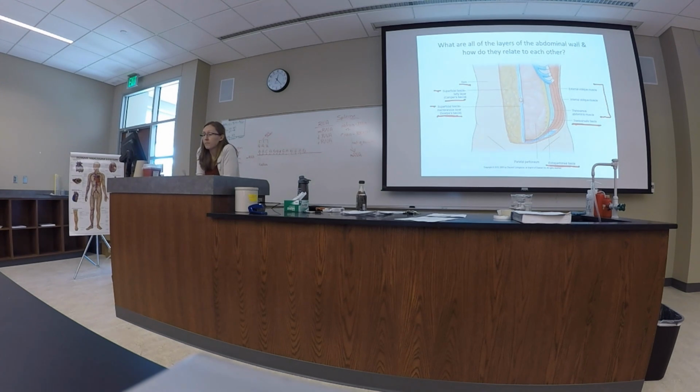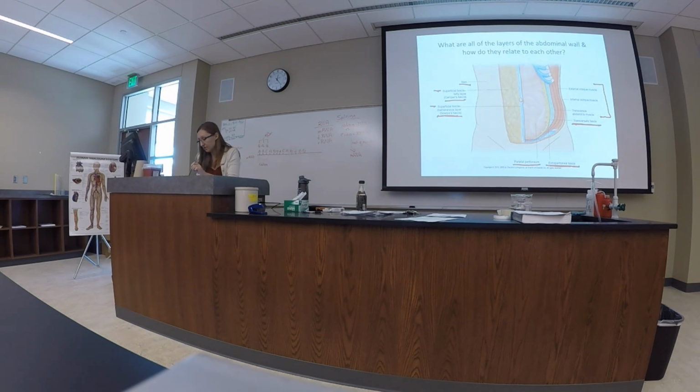So when somebody is becoming overweight and you see more of an abdominal protrusion of fat, like a beer belly, that's a lot of extraperitoneal fat, as well as visceral fat within the abdominal cavity. And then finally we have the parietal peritoneum, which is the final layer before we enter the abdominal cavity.